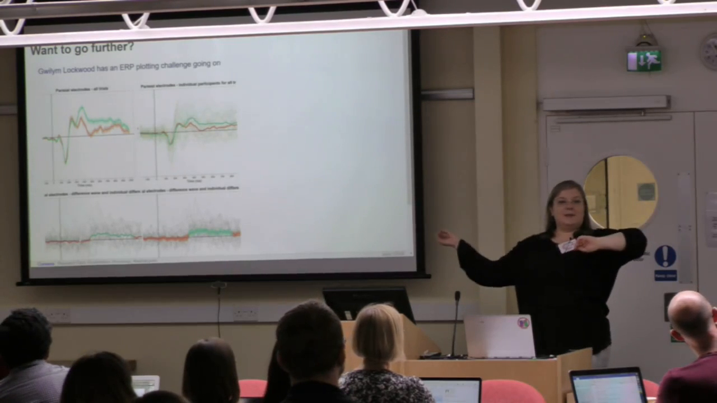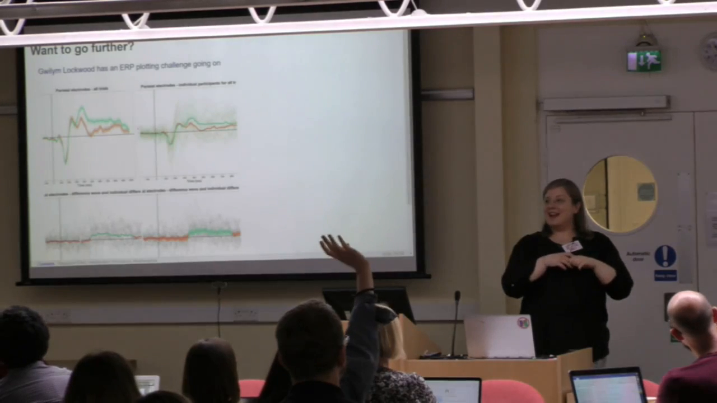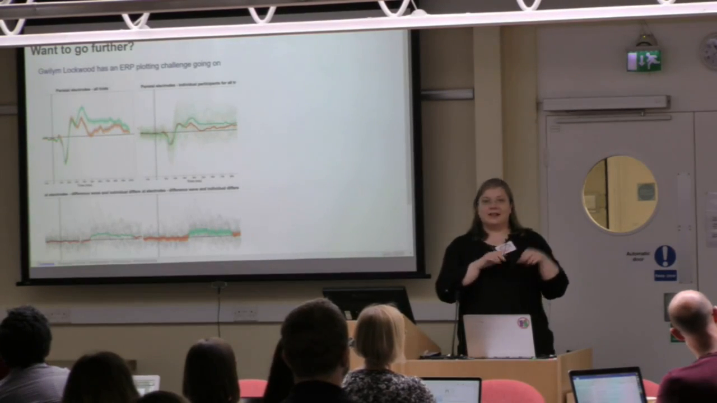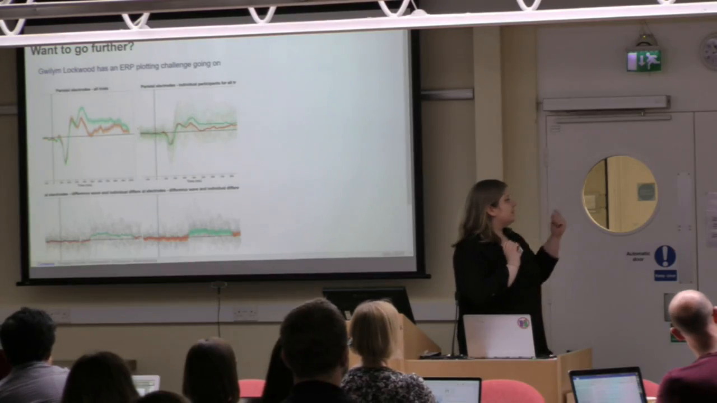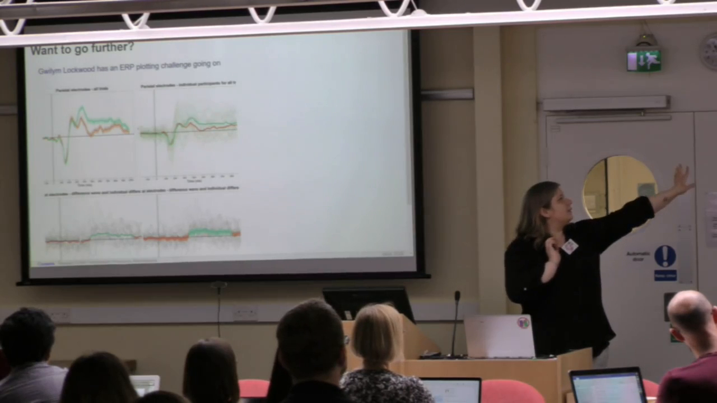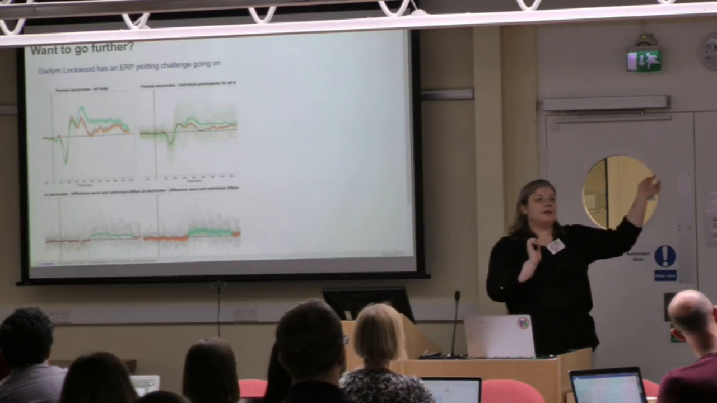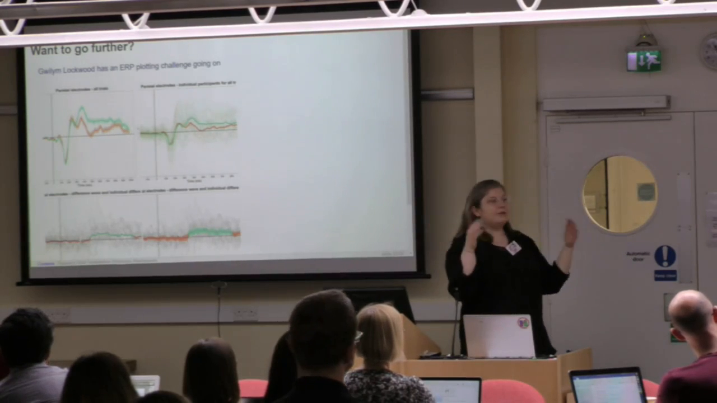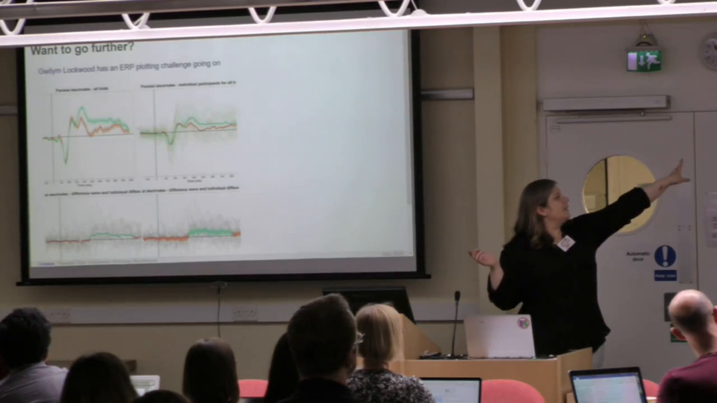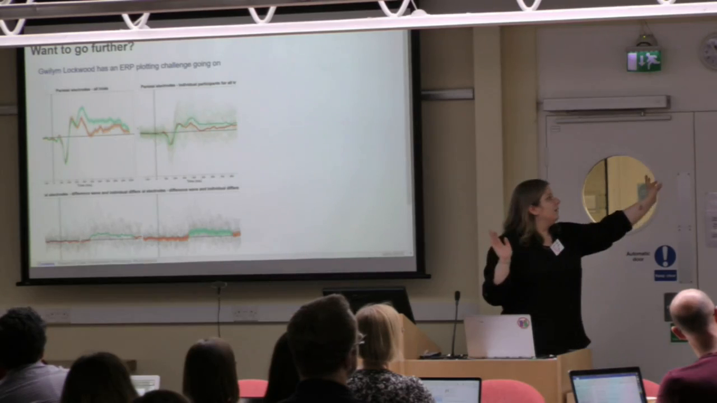Who's familiar with what ERPs are? Yay, one percent. So we measure electrical activity in the brain over time, locked to the stimulus. And then we measure two conditions. On the left, you see the classical approach: you pick one electrode, and then you say, okay, over all trials and all subjects, what does this look like? And you see a nice difference between the conditions.